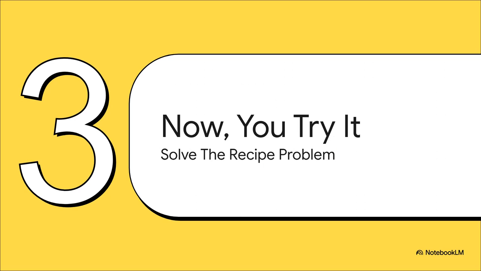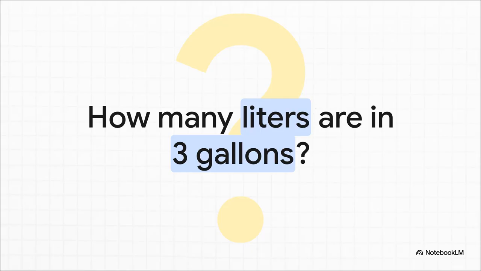All right, you've seen me do it a couple of times. I think you're ready. Now it's your turn. We're going to use the exact same technique to solve that recipe problem from the beginning. So here's the challenge for you. You have 3 gallons. How many liters is that? I'm even giving you the key right there on the screen. The unit rate is 3.785 liters per gallon. Go ahead and pause here if you want and give it a try. Just remember the steps. Start with your number, multiply by the rate, and cancel the units.